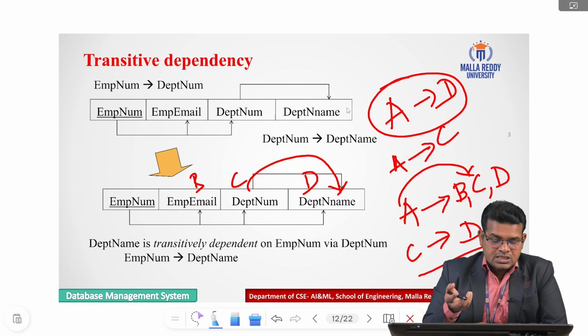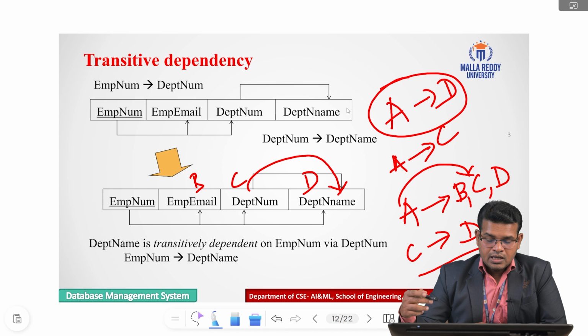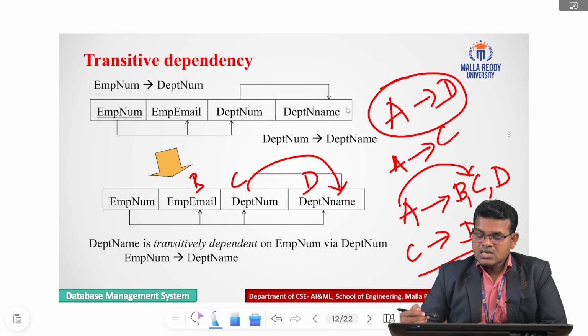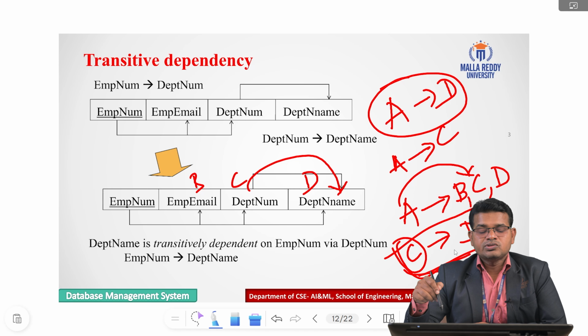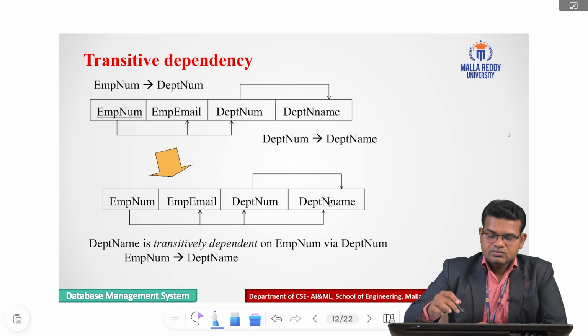Whenever transitive dependency occurs, again somewhat duplicacy is involved here. So, department name is transitively dependent on employee number via department number, where we can say employee number determines department name. So, A determines C, C determines D, hence we can say A determines D. As A is directly determining D, what is the need for C to determine separately? So, this kind of dependency needs to be eliminated. Okay, so this is called transitive dependency.